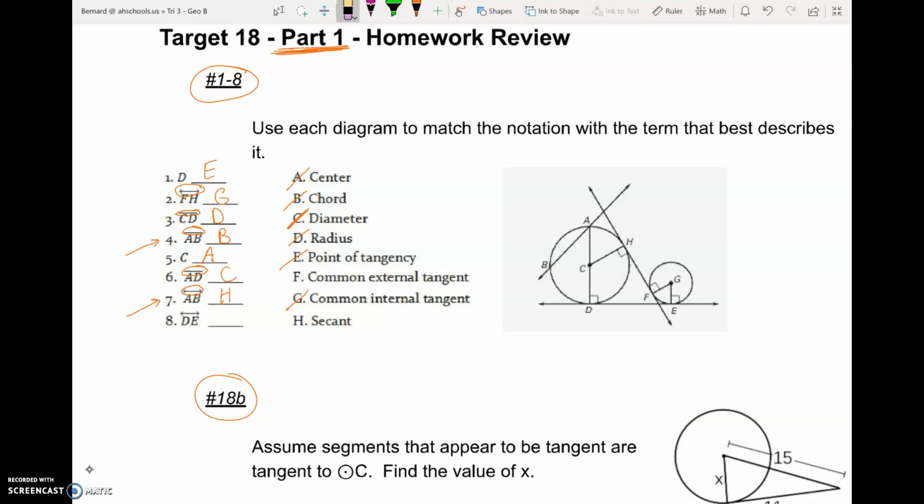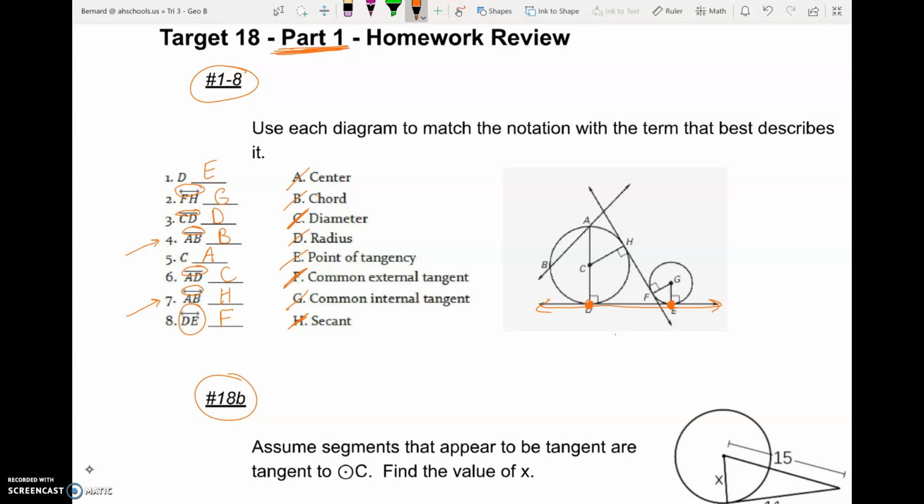And then we can clean this up a little bit, and we will cross off H, which means we definitely know 8 is going to be F, common external tangent. Let's see why. So this is line DE, so find D and E. Here it is. I'm going to highlight the line, including the arrows. And what this is saying is it's hitting this circle at D one time, this circle at E one time. So it's a tangent to both of them, making it common.